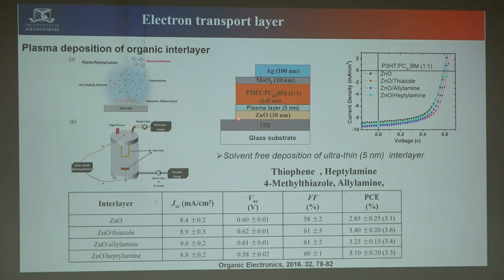So the plasma layer will fully passivate the defect state. We have used different layers like thiophene, heptylamine and methylamine, all amine-based, on top of zinc oxide, and in all the cases we see improvement. So this is another method to make a passivation layer using plasma deposition. That's one more technique to make this ultra thin layer.